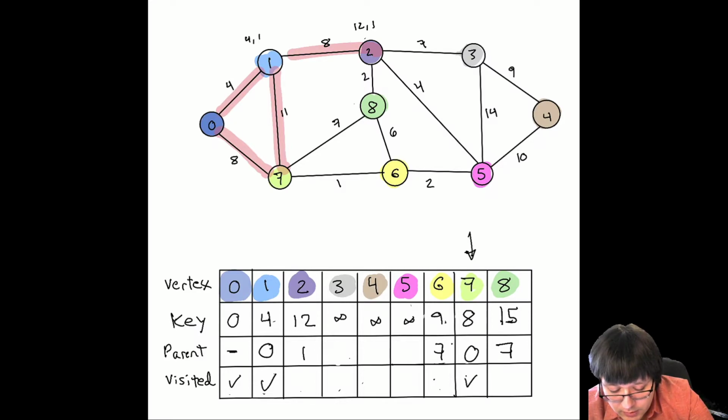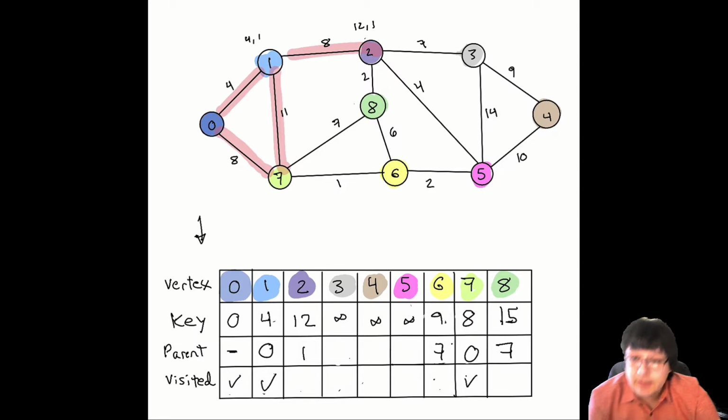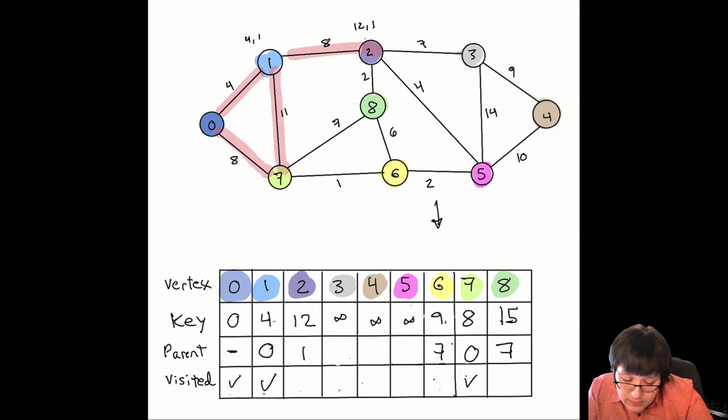So we are going to mark that as visited. Okay? So now we've got 12, 9, and 15. 9 is the smallest one of them, so we are going to go with that one. Okay, so that is vertex 6. So vertex 6 has 3 edges coming out of it. We have this one, and this one.